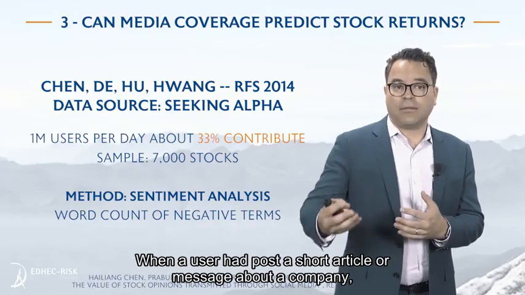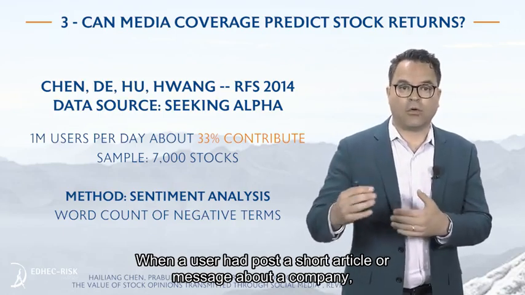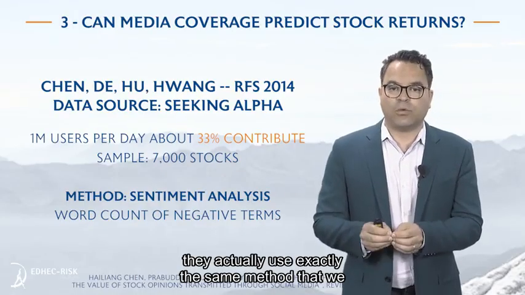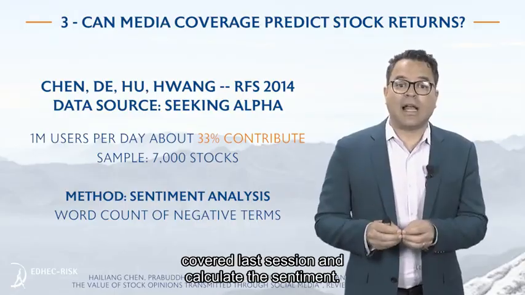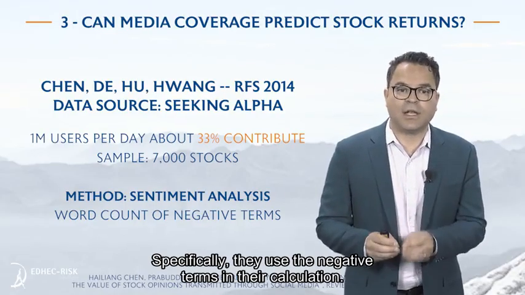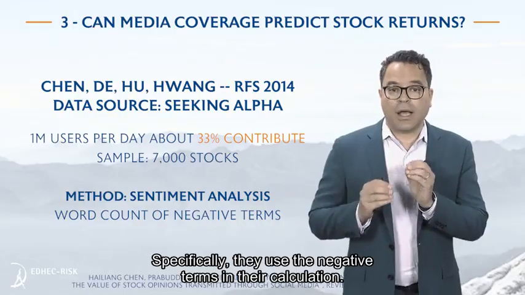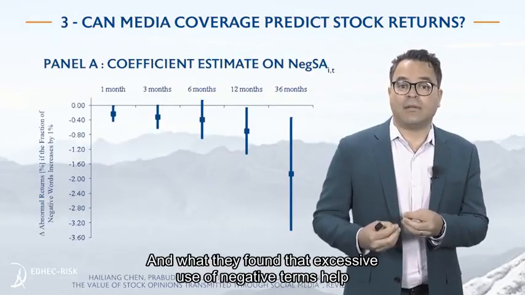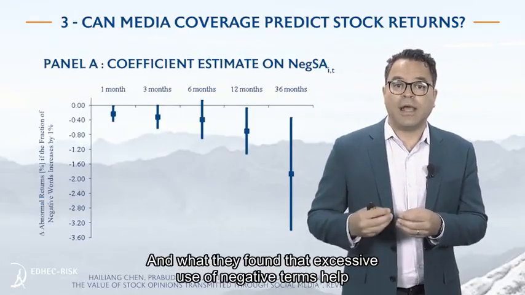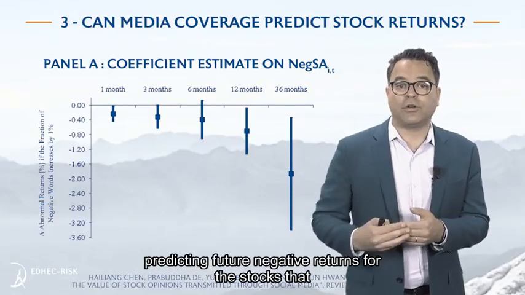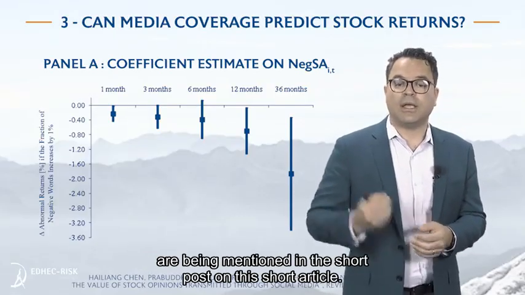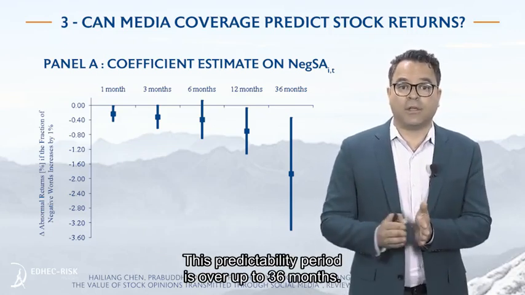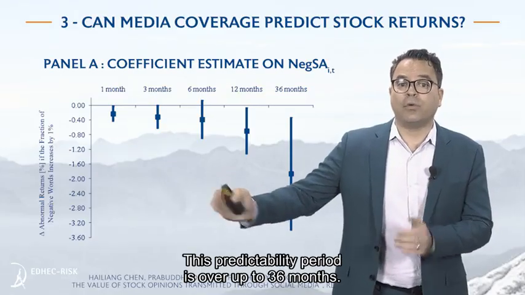When a user posted a short article or message about a company, they used exactly the same method that we covered last session to calculate the sentiment. Specifically, they used the negative terms in their calculation. And what they found is that excessive use of negative terms helps predict future negative returns for the stocks that are mentioned in the short article. This predictability period lasts up to 36 months.